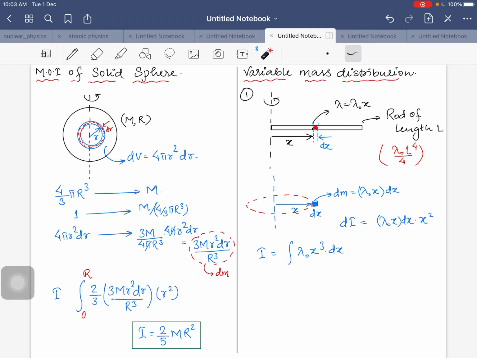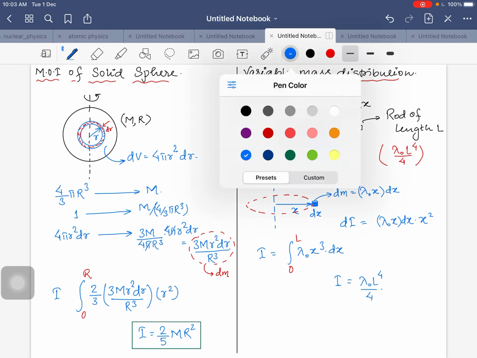Limit means what? To cover the complete rod, x will be equal to 0, here it will start, and here x will be equal to l because length is l. So 0 to l, you simply put the limit 0 to l. So what will you get? That I have written, lambda naught l power 4 by 4. This is the answer.